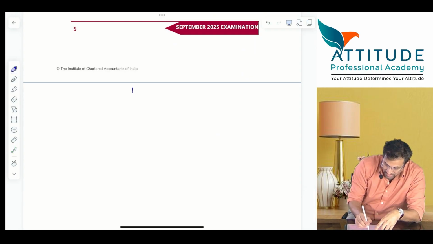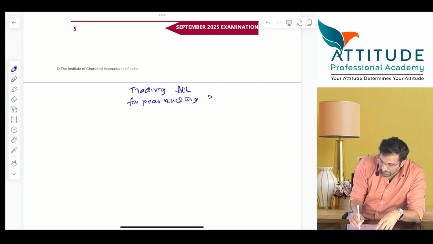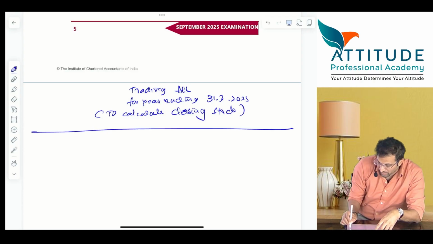ओके, चलो ट्रेडिंग अकाउंट बोलो. ट्रेडिंग अकाउंट फॉर ईयर एंडिंग 31st March 2025. To calculate what? Closing stock. This trading account is prepared to find out closing stock.